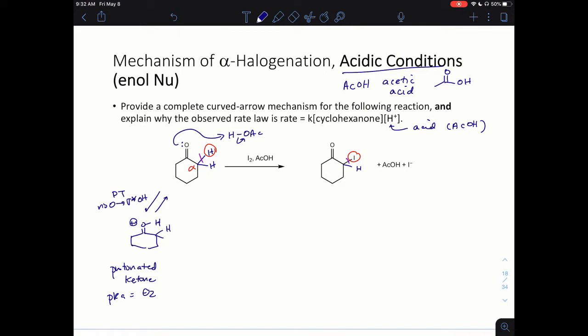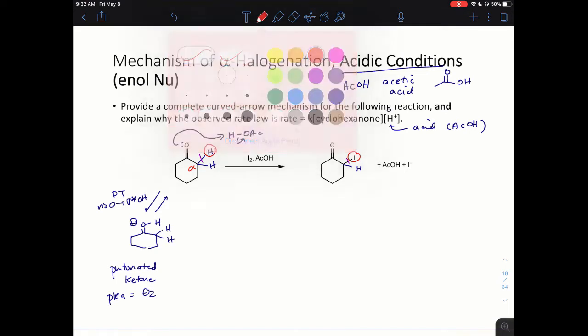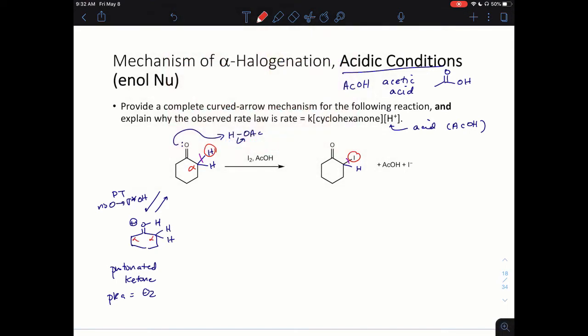Remember what we're wanting to do here. We're wanting to show a substitution on the alpha carbon. So instead of going backwards and deprotonating at oxygen, we're going to deprotonate at carbon. So we need a base. So what base do you think we should use to deprotonate at carbon?